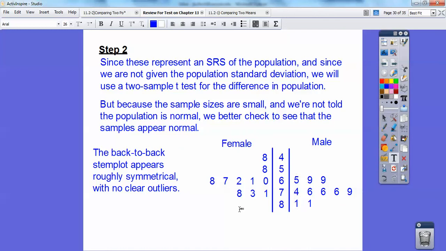Now this side looks slightly skewed to the right. This side looks pretty symmetrical. If I could turn this 90 degrees clockwise and the other counterclockwise, just take a look at it as it's standing up. This one looks like it's skewed to the right because it has a bit bigger of a tail, but not much. So they're both roughly symmetrical with no clear outliers. This one definitely looks bigger than that one, but when you look at them separately, this one's roughly symmetrical, maybe skewed to the right a little bit, and this one's pretty symmetrical. So I can go ahead and proceed.